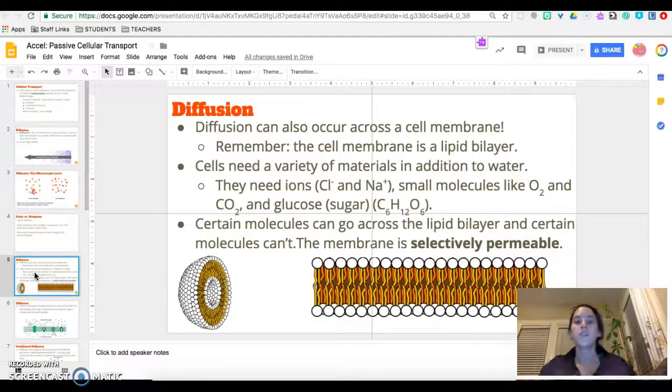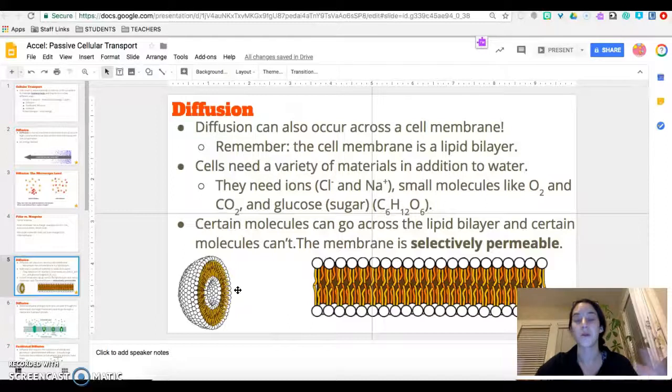Okay. Diffusion does occur across the cell membrane. This is because it is a lipid bilayer. Remember we've talked about this, that phospholipid bilayer. This is a cell membrane. That's exactly what it is. So we have two layers right here, and they are made of mostly lipids, hence the lipid bilayer. Cells need a variety of things to come in and out of the cell. They need ions like chlorine and sodium. They need small molecules like oxygen and CO2, and they need glucose, which is just a fancy name for sugar, C6H12O6.